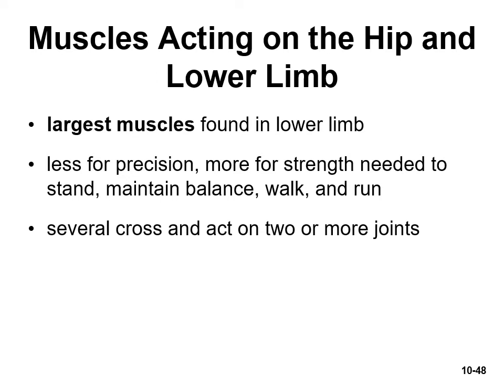Moving on along to the muscles that act on the hip and the lower limb, this is where you're going to find the largest muscles in the body because they are constantly having to carry our body weight around. These muscles tend to be less for precision, more for strength, and then several of these muscles can cross and act on 2 or more joints.